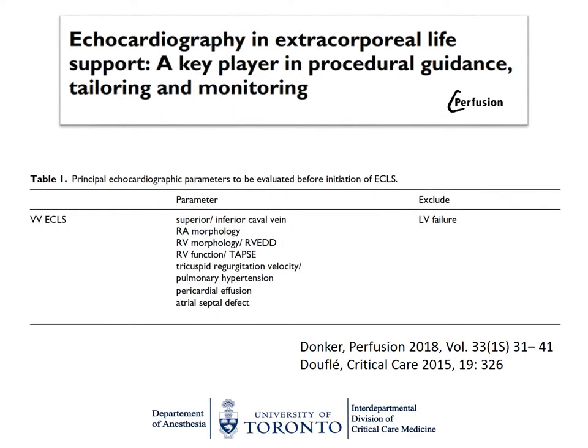These are other echo parameters to be assessed before cannulation. You want to look at the anatomy of your superior and inferior vena cava. You want to look at your right atrial morphology. You want to make sure that you don't have any signs of chronic pulmonary hypertension, because in that case, VV ECMO may not be indicated. It may be more VA ECMO. And you want to make sure that you don't have a pericardial effusion, or if you do have one, to have a baseline measurement for your pericardial effusion. You also want to make sure that you don't have any atrial septal defect, and I'll show you why in a later case.